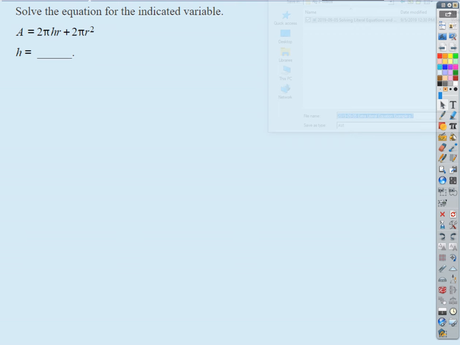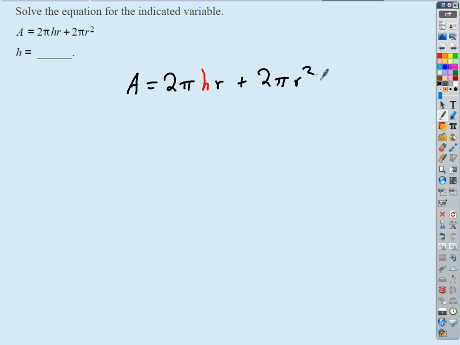Okay, so what about this? If we're trying to solve this equation for h, let me rewrite this equation. So we've got a equals 2 pi h r plus 2 pi r squared. So I got to get this h by itself. I can point to a single h so I can isolate it.